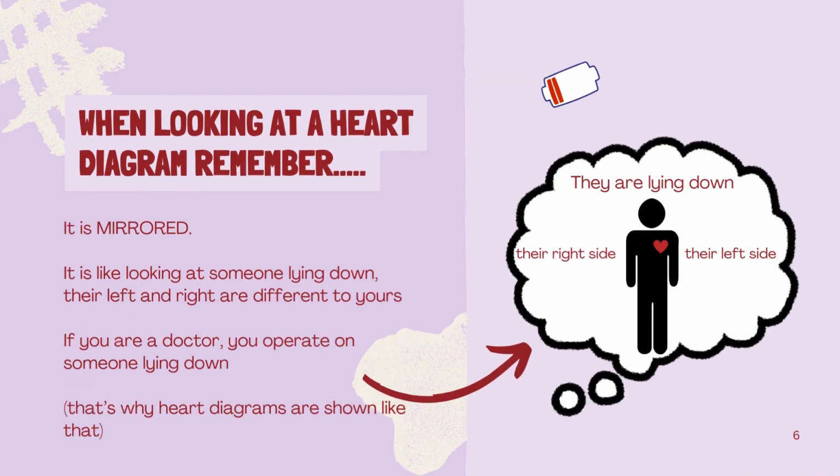We are going to be looking at a diagram of the heart, but the first thing you do need to remember when looking at it is that diagrams of the heart are mirrored. This is because when you're looking at somebody lying down, their left and right are different to yours. So if you are a doctor operating on somebody, you've studied their lefts and rights different to yours. That is why heart diagrams are shown like that.